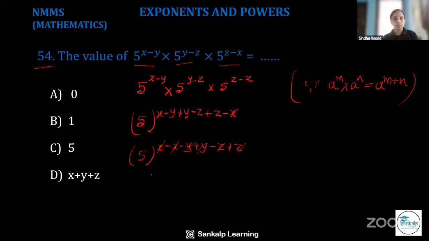What remains? Simply 5 raised to 0. As we know, a non-zero number having the power 0 is always considered as 1. So 5 raised to 0 is 1 only. And here the correct option is option B. Remaining all wrong.